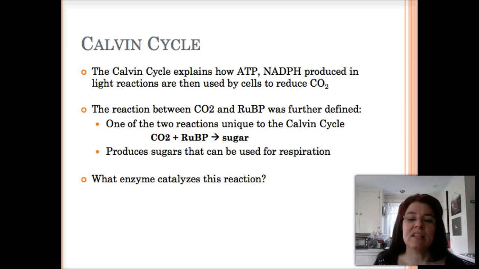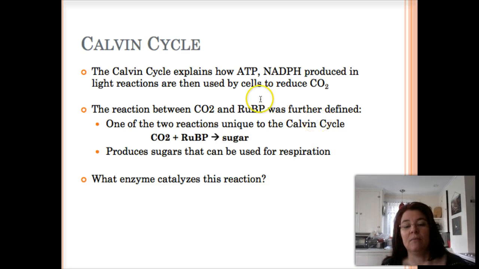So the Calvin cycle helps us understand what happens to the products of the light-dependent reactions. The Calvin cycle explains where the ATP and the NADPH go, where those products of the light reactions are ultimately used, and used by the cells to reduce carbon dioxide.